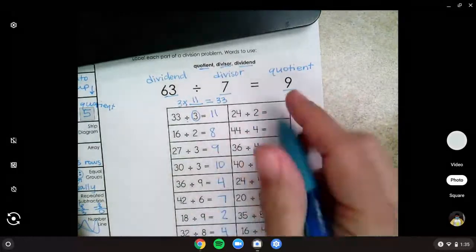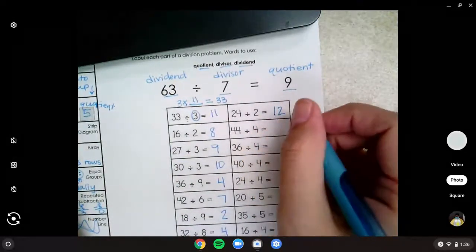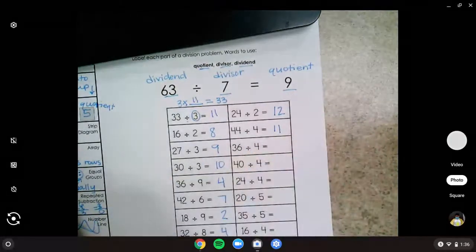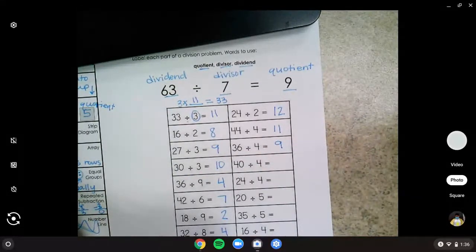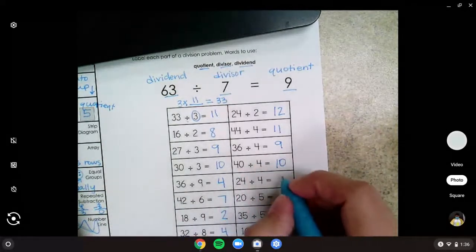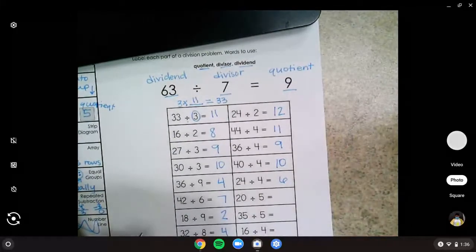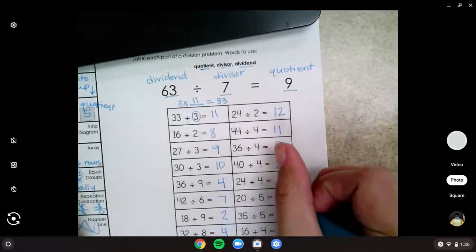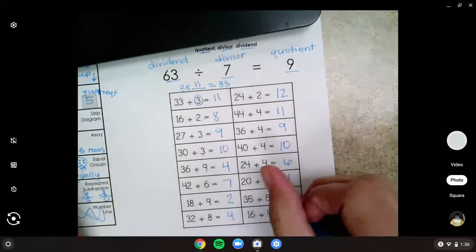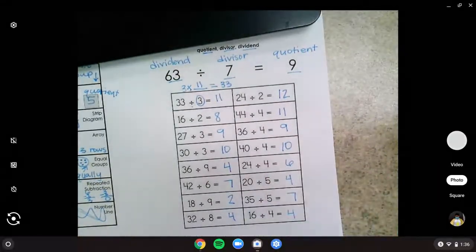24 divided by 2 is 12. 44 divided by 4 is 11. 36 divided by 4 is 9. 40 divided by 4 is 10. 24 divided by 4 is 6. 20 divided by 5 is 4. 35 divided by 5 is 7. And 16 divided by 4 is 4.